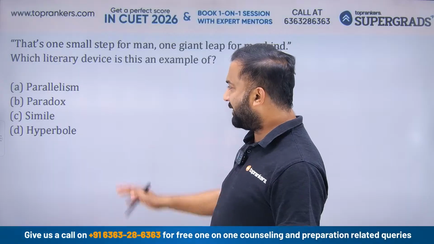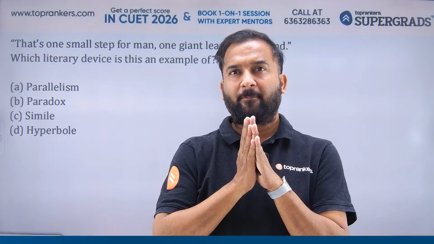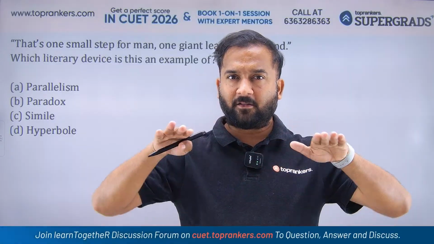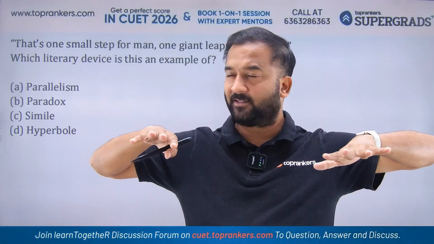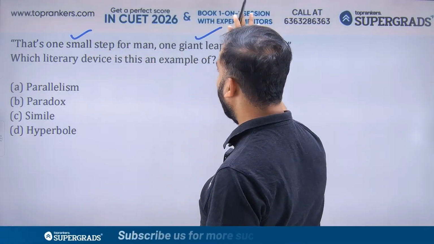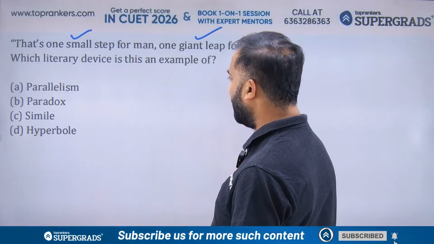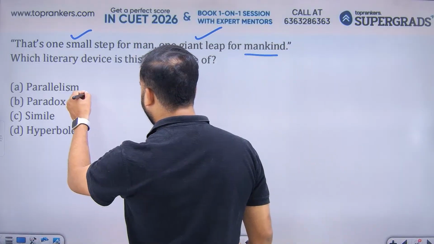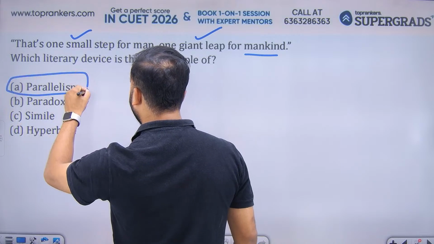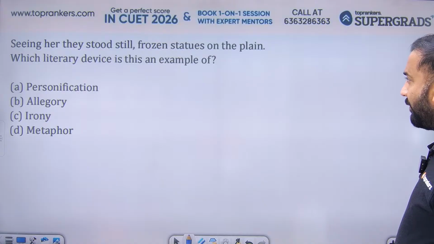So what is parallelism? Now parallelism में क्या होता है? When you have words of opposite meaning but the number of words are same on both sides. So one small step, ठीक है, और इसका opposite हुआ one giant leap. And number of words भी comma के आगे पीछे they are almost same. So this is parallelism, students. Let's move to the next question.